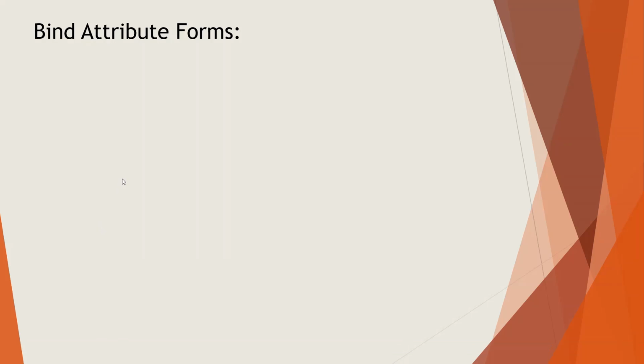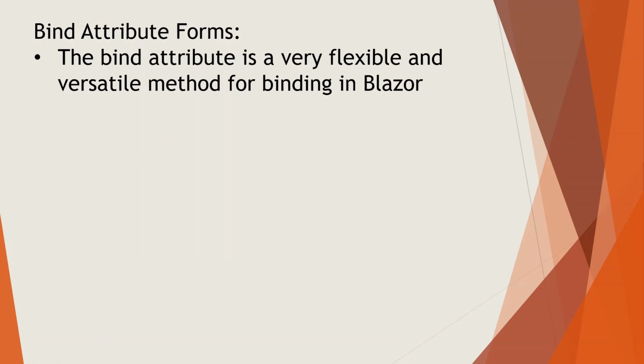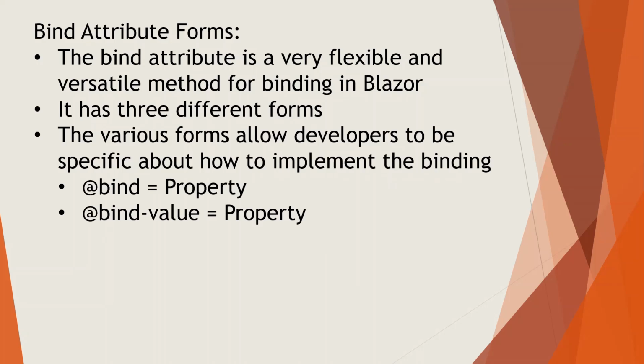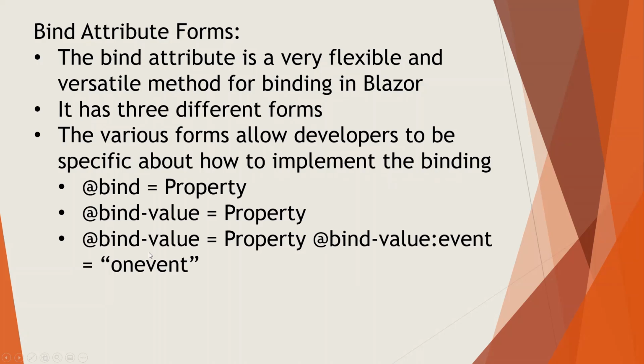Now, remember at the beginning, I have told that the bind attribute for two-way data binding has several forms. It is very versatile and flexible. So it has three different forms, and these various forms allow developers to be specific about how to implement the binding. The first one we have seen, that at bind equals property. That was simple. The second form is at bind value equals property, and the third variant is at bind value equals property at bind value event, then this is the property, this is the event equals on event. So I will just demo that.